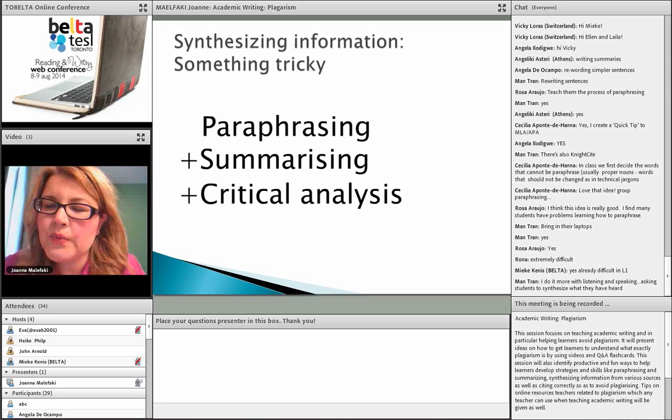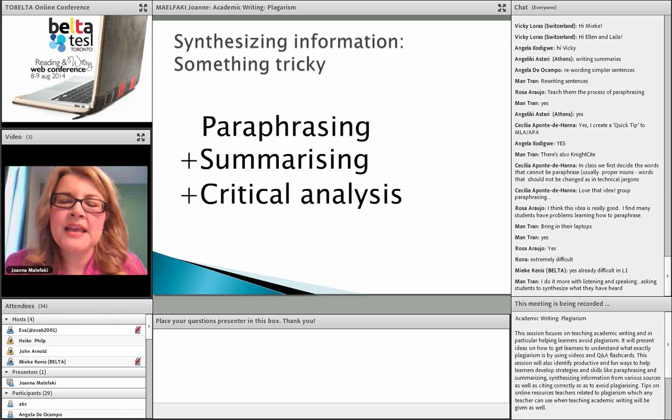Okay, that's a good point. More with listening and speaking, asking students to synthesize what they have heard. Yeah, connecting, making connections. I think in this case, as far as synthesizing is concerned, it is really important to get your learners to draft and redraft and never submit something that is a first draft. Because a first draft is something that they have only written once or twice. A fifth draft is something that they will hopefully have looked at more than once or twice. So I think it's really important.